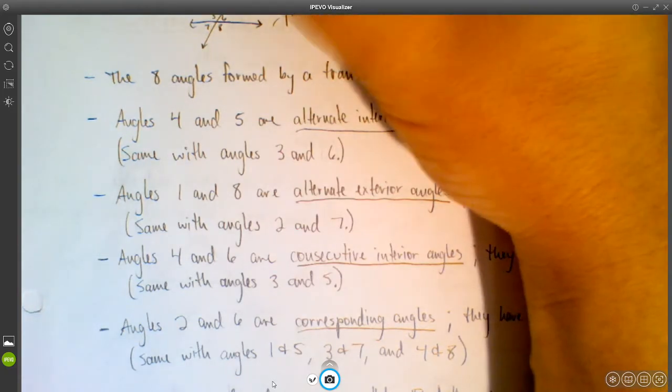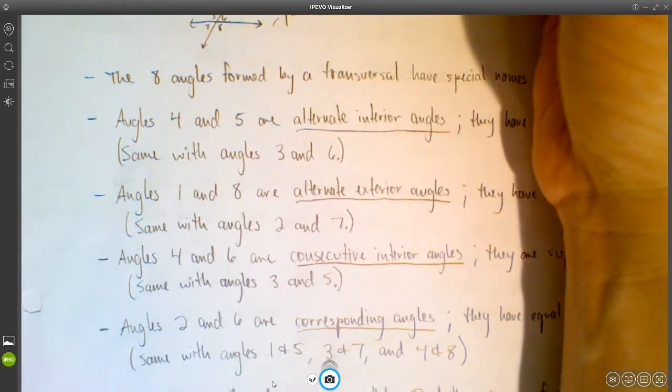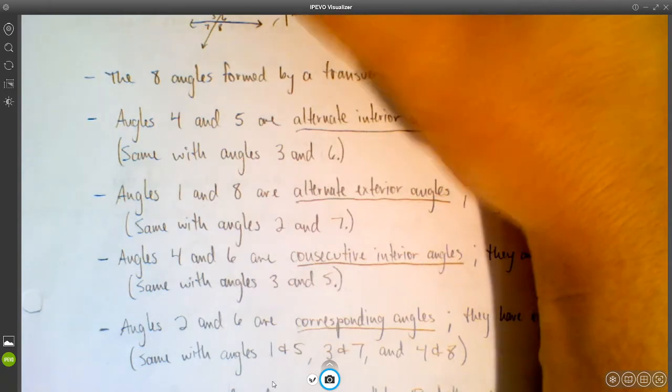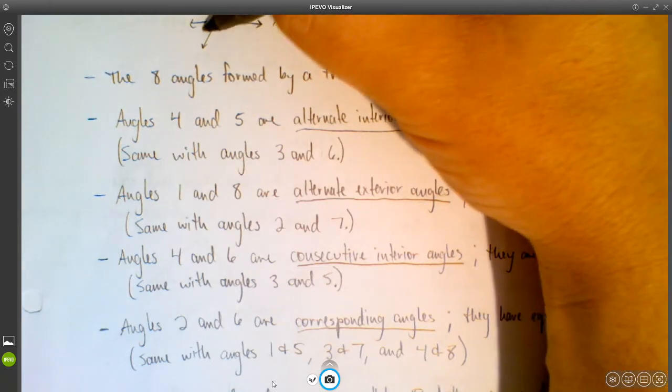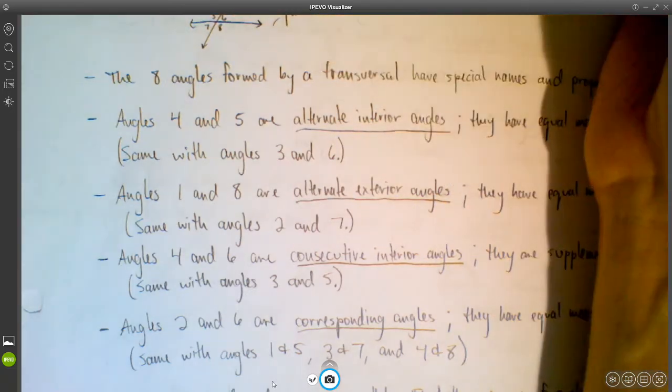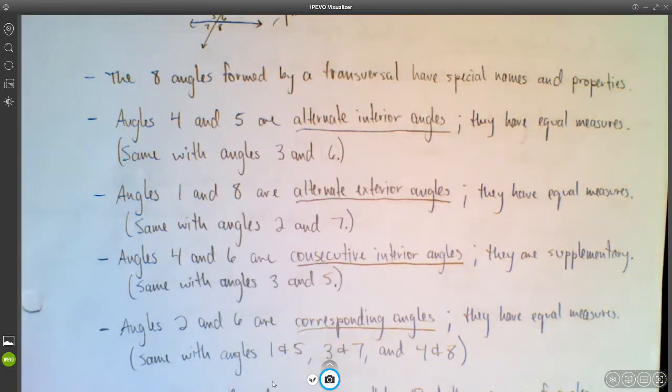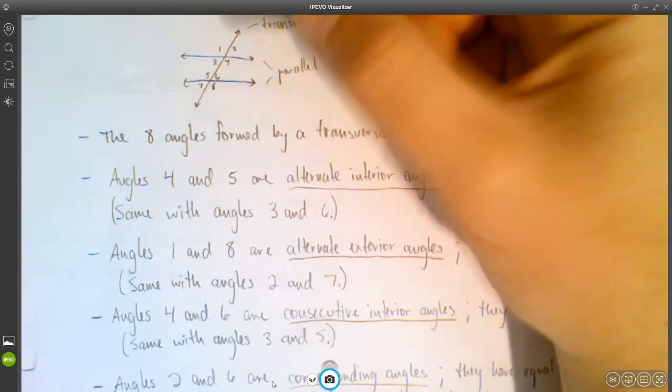Angles 2 and 3 we call opposite angles, and opposite angles have the same measure. So 2 and 3 are the same, 1 and 4 are the same, 7 and 6 are the same, 5 and 8 are the same. Those don't really have anything to do with the transversal, though. But they are relationships that should hold.